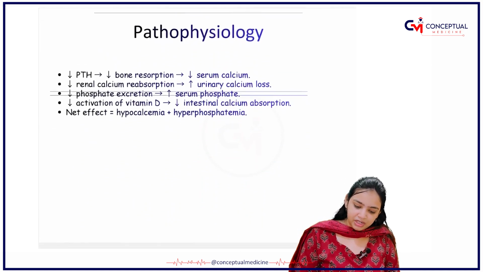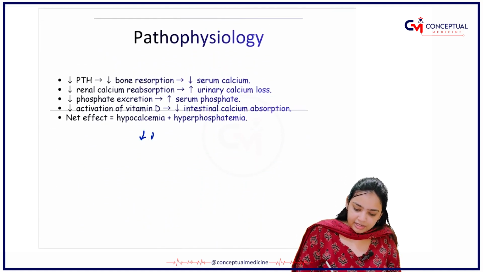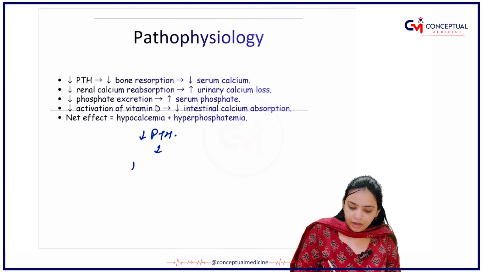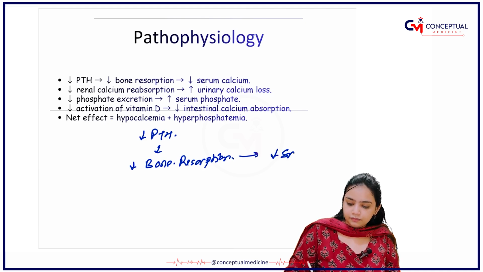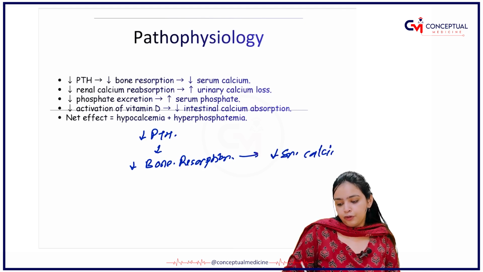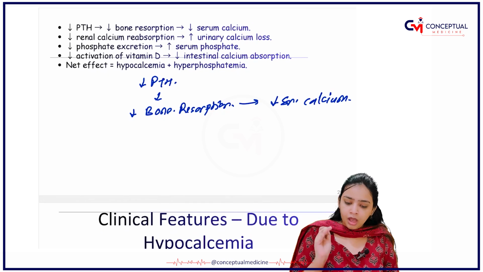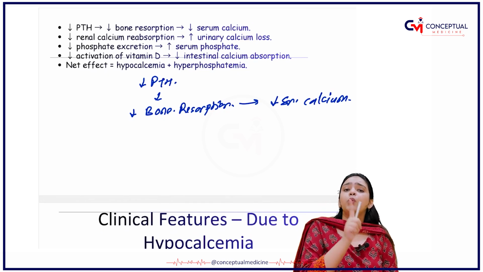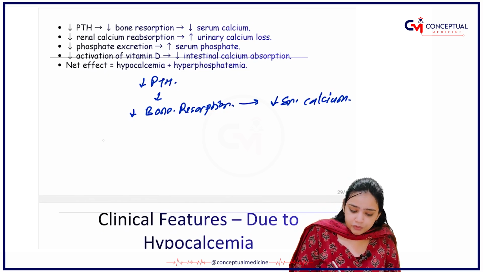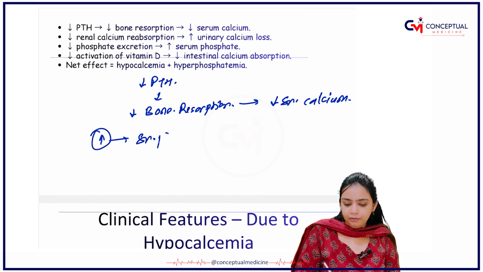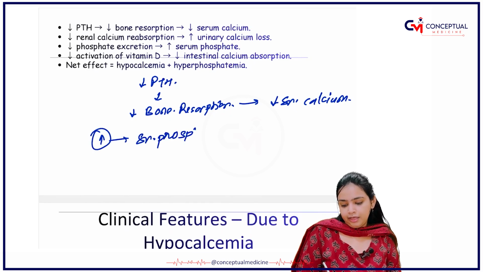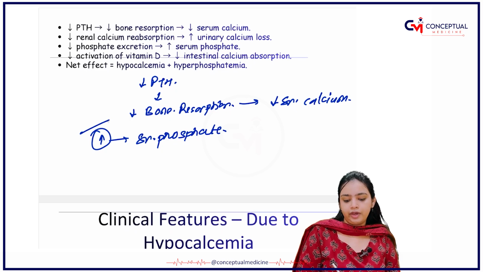So in the pathophysiology, there is decreased level of your parathyroid hormones, as a result of which there is decreased bone resorption and decreased level of your serum calcium. What is the only parameter which is increased over here? The only increased parameter is serum phosphate.